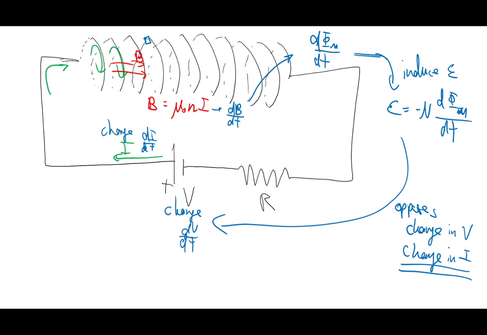Faraday's law aims to resist changes in the magnetic flux. Changes in the magnetic field relate to changes in the current. So the solenoid opposes changes in current.